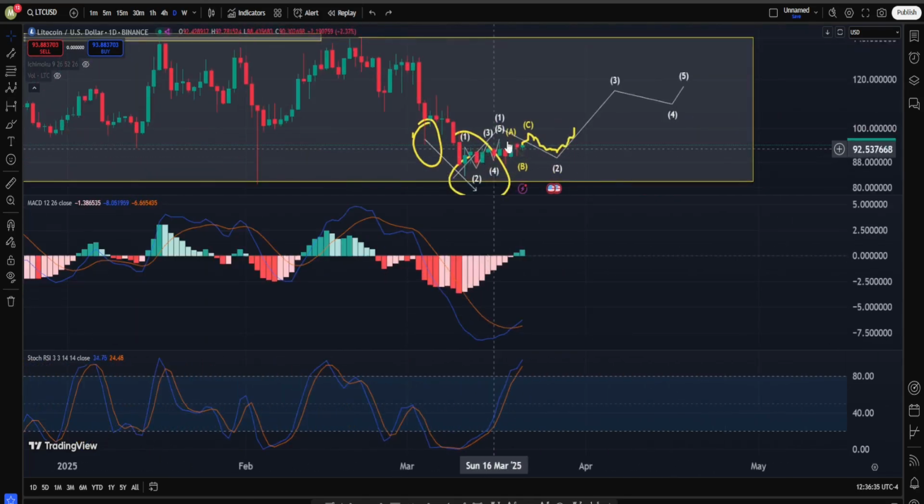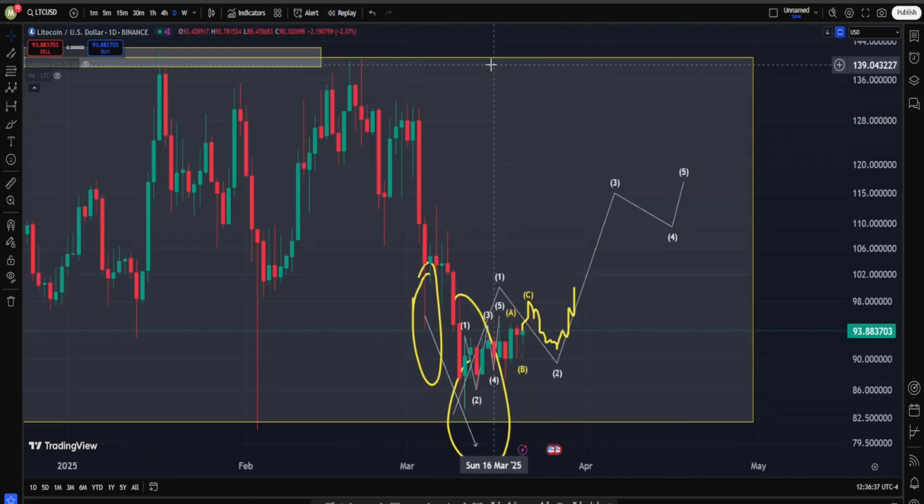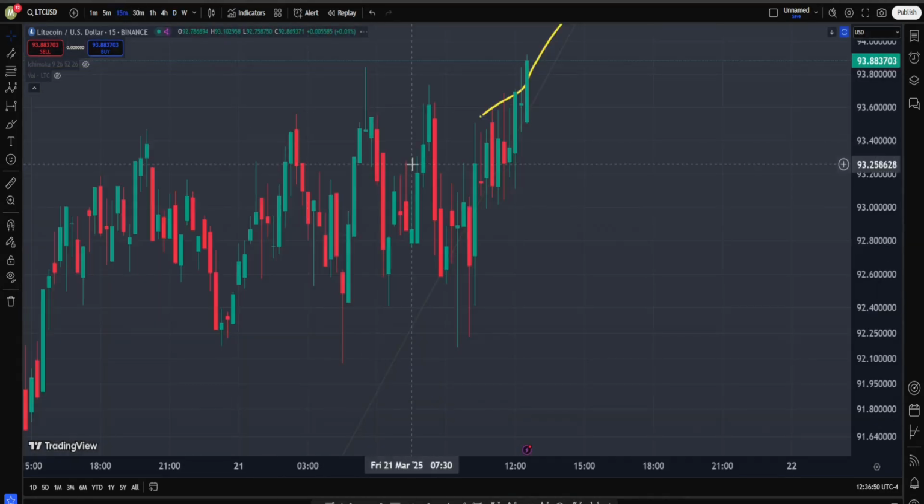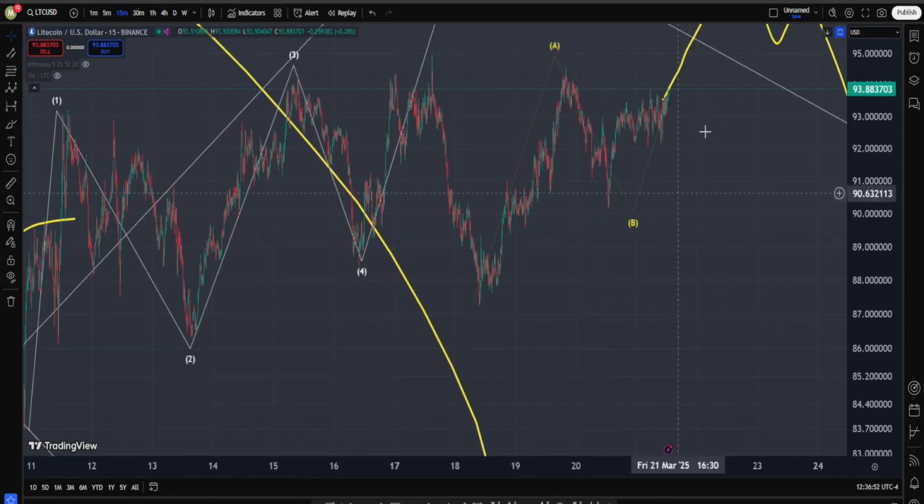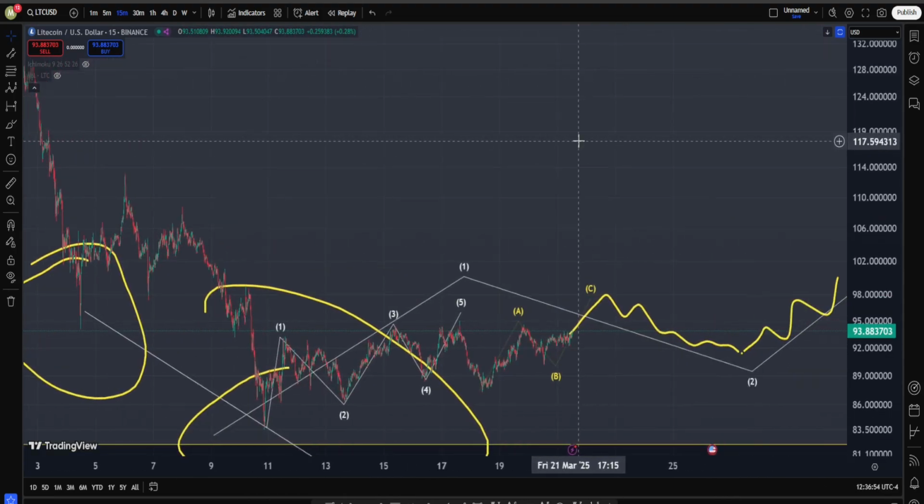So even if we get another move down in LTC, that's not really going to be a big problem for me. And for now, since we are actually showing some strength, let's not even talk about that bearish possibility. Let's see, are we going to have a continuation of this move on the upside or not?